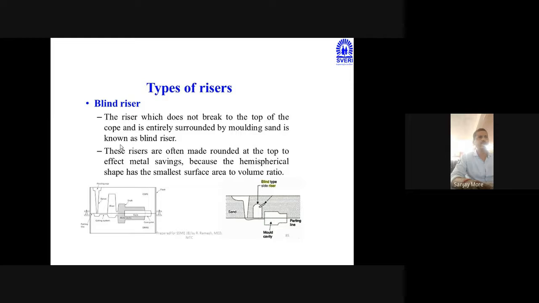Then give the heading blind riser, and draw this diagram. This diagram only, right? Draw it freehand. Give the heading blind riser and draw this diagram within 2 minutes.